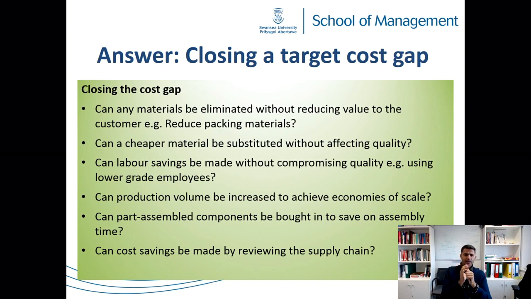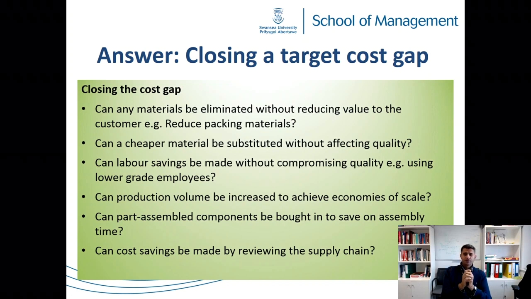Again, let's look at, for instance, if we can increase the volume. As you know, increasing the activities or the production volume can reduce the fixed cost per unit, and that's what we call economies of scale. Can we do this? If we can, it's amazing.